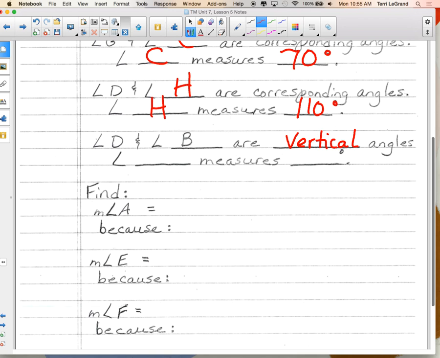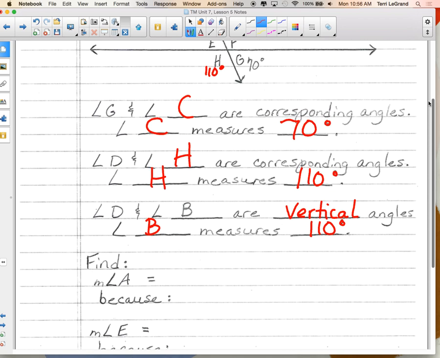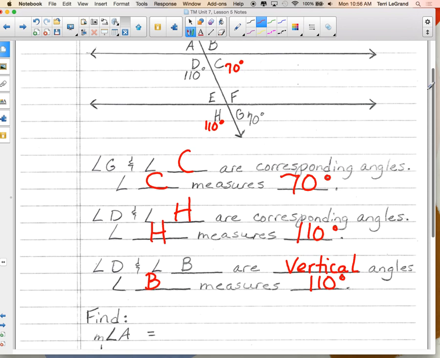Well, do we know the measure of one of those angles? Which one do we know? D. We know D. So if we know D, then we should be able to say what B is by saying what? It's the same. So it's going to be 110 degrees. Well, that's cool. So now let's go up there and say angle B measures 110 degrees.